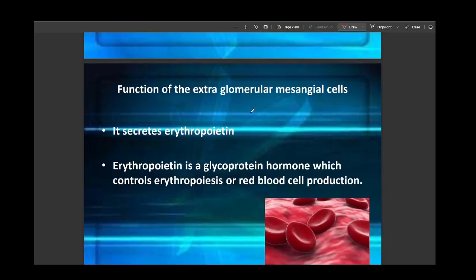What is the function of the extraglomerular mesangial cells? This is the third part: they secrete erythropoietin. Erythropoietin is a glycoprotein hormone which controls erythropoiesis, or red blood cell production. Erythro means red and poiesis means production.